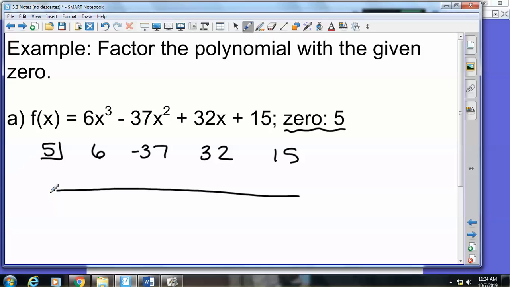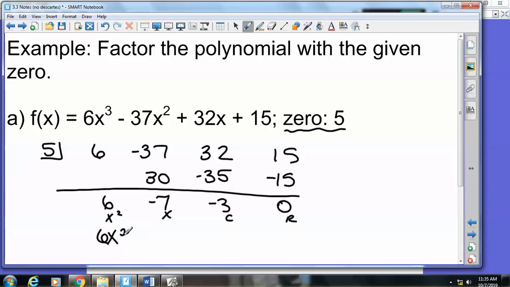So remember, the 6 comes all the way down. Multiply, 6 times 5 is 30. And then we get negative 7. Negative 7 times 5 is negative 35. And we get negative 3. Negative 3 times 5 is negative 15. And we get 0. What I want you to do is write this piece. That's our remainder. This is our constant. This would be x and x squared.